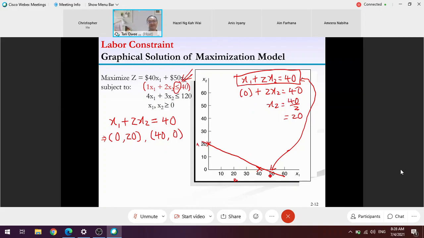This line is dividing the graph into two areas, area A and B. So what do you think? Which area is complying? A. Why A?